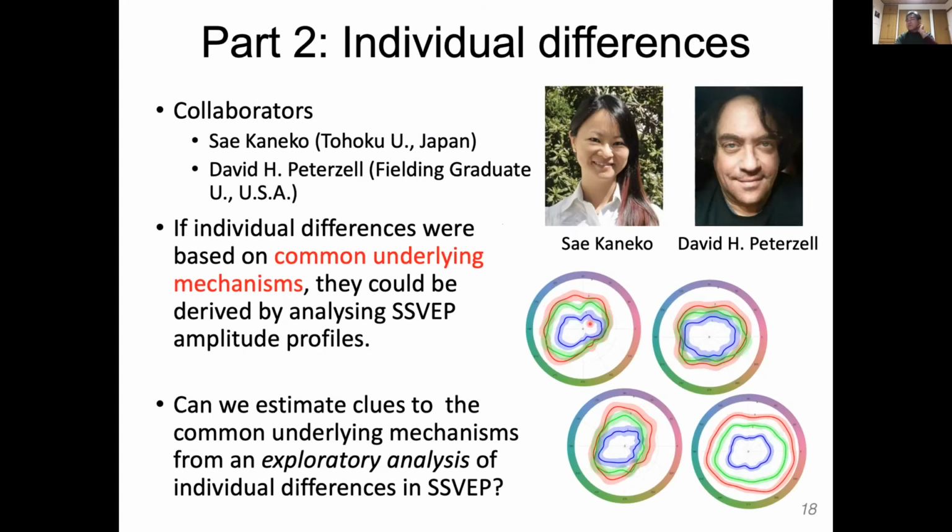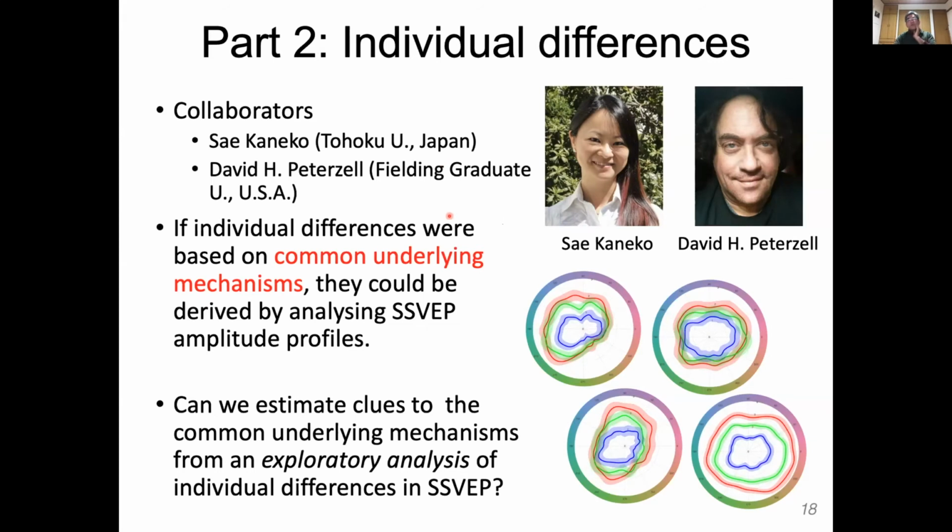I just presented grand mean data in the previous slide, but the individual data was very, very different in the shape of the hue selectivity profile. So if a common mechanism underlies these differences, such as a gain or a population difference between individuals, you might be able to derive that underlying mechanism by analyzing these individual differences. That is the basic idea of our attempt.